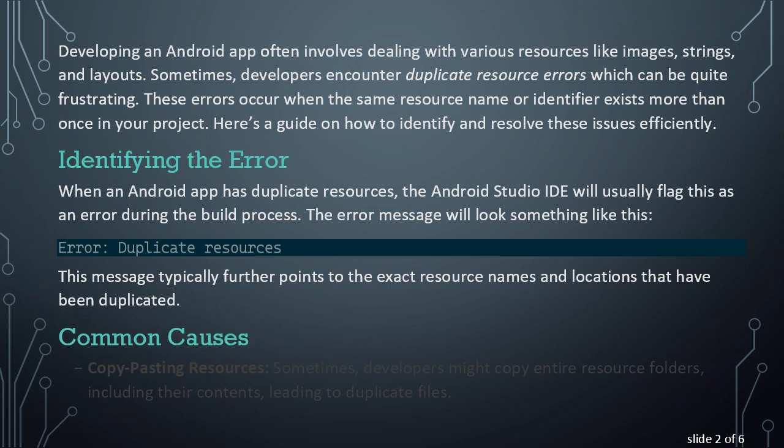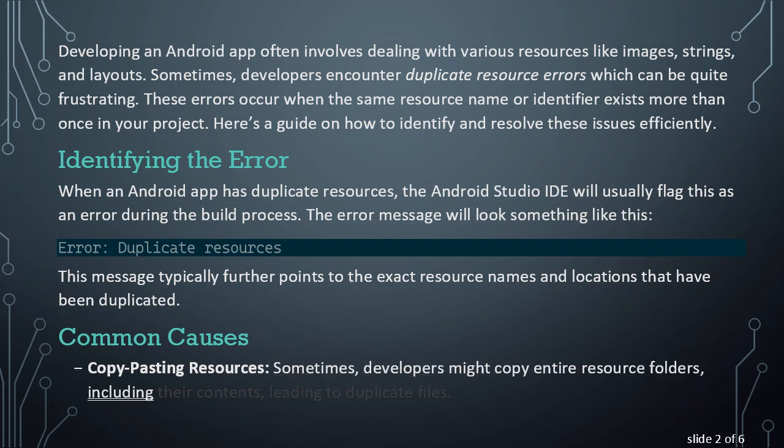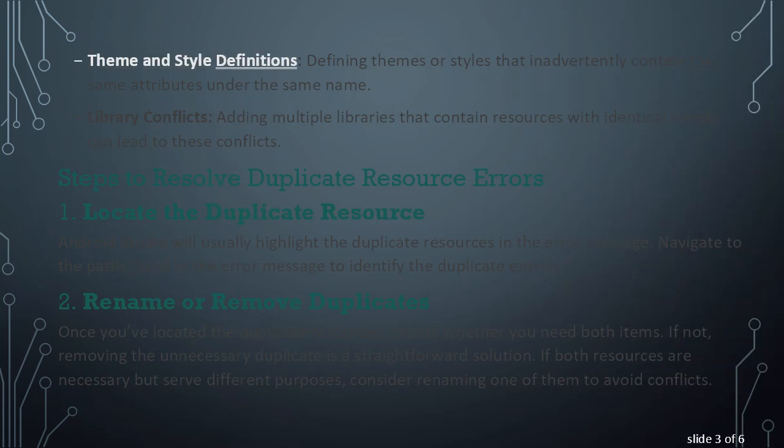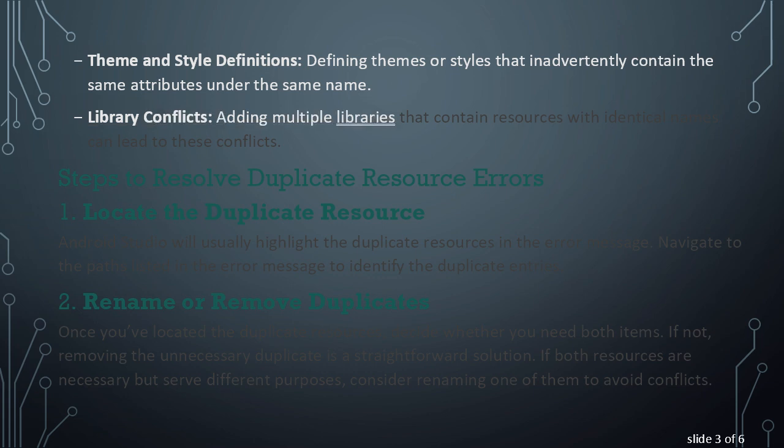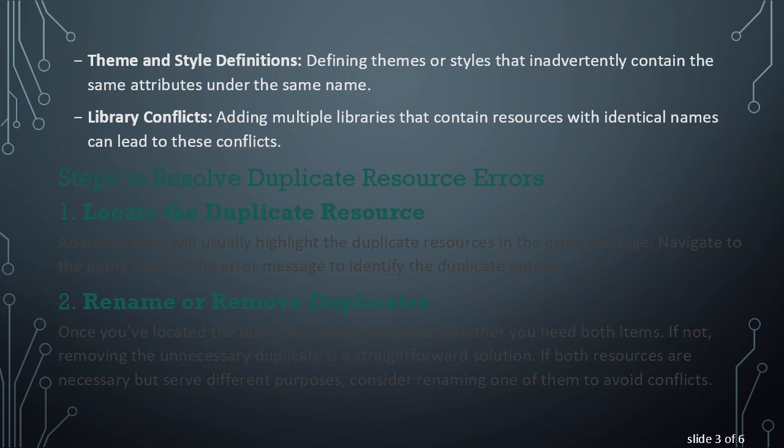Common causes. Copy-pasting resources. Sometimes, developers might copy entire resource folders, including their contents, leading to duplicate files. Theme and style definitions. Defining themes or styles that inadvertently contain the same attributes under the same name. Library conflicts. Adding multiple libraries that contain resources with identical names can lead to these conflicts.